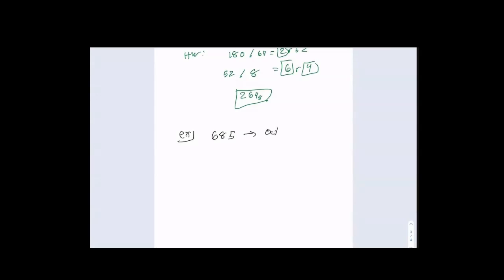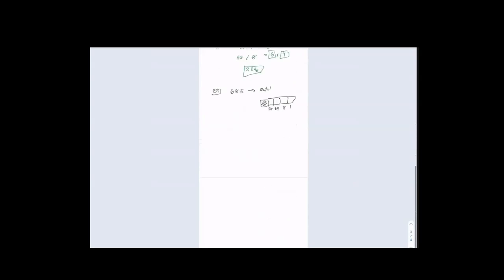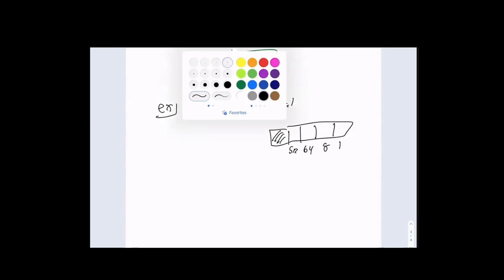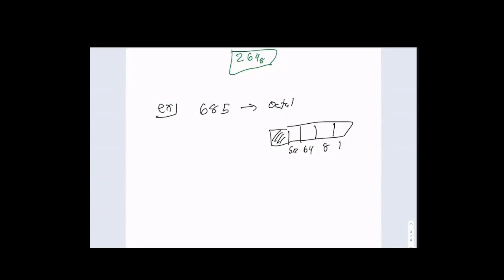Let's get this to octal. Okay, so we want the 1, the 8, the 64, the 512, and we're not going to go any further than 512. If you want to write down what the next number is, it's 4096, but this right here tells me that I'm going to go to 512. 512 is the biggest power of 8 that is less than 685. Now you might have to do the long division on the side, because you need to find the remainder parts of it.